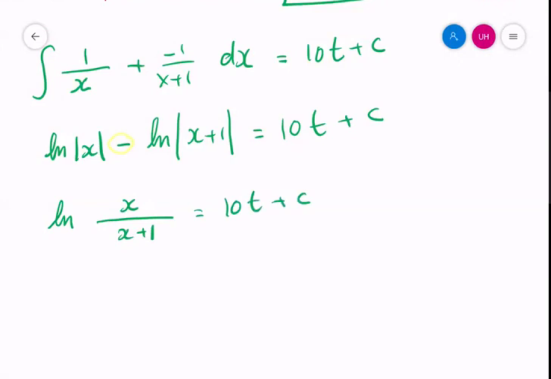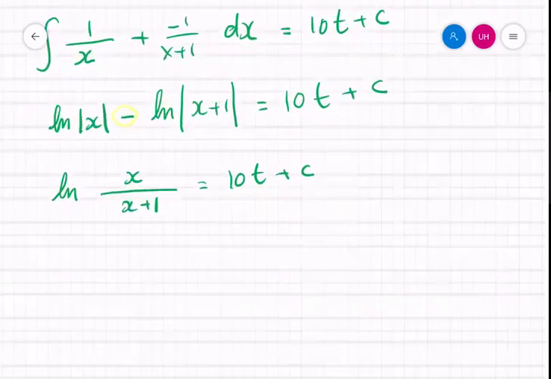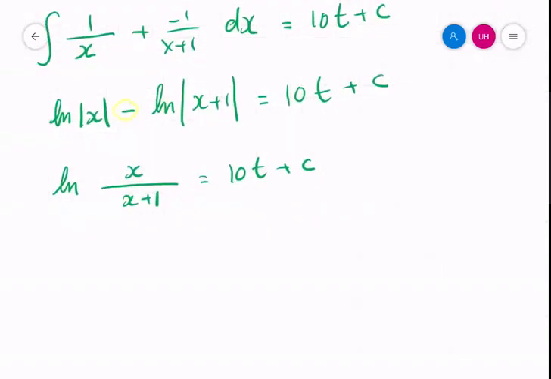Right. So to get rid of the ln, we can take e for both sides or work with the definition of the ln, like e to the power 10t plus c equals x over x plus 1. Or if you take e for both sides, anything will work. So I'll write it down here, e to the power ln x over x plus 1, if you want it this way, equals e to the power 10t plus c.